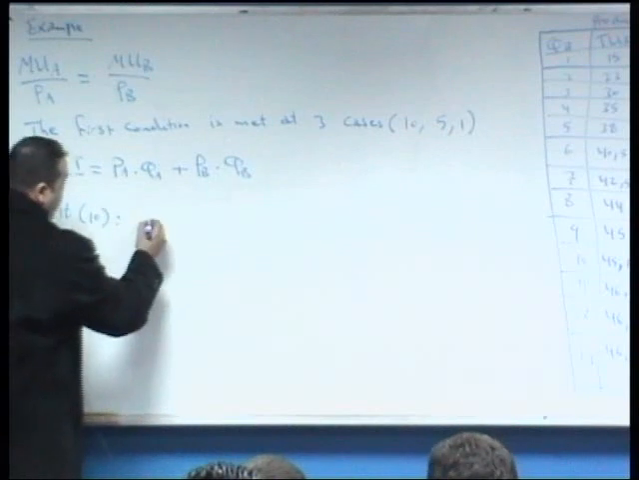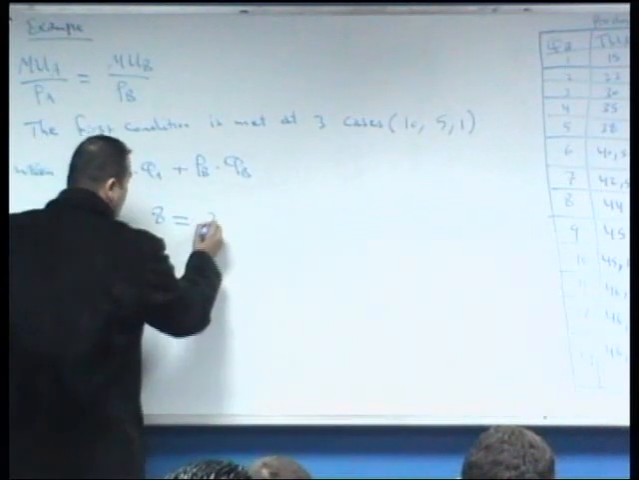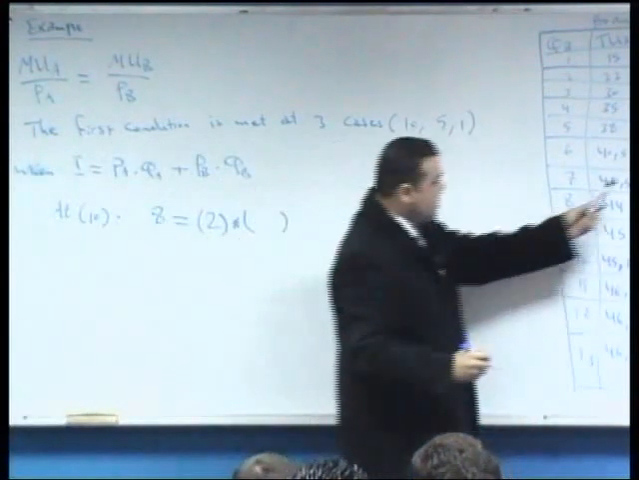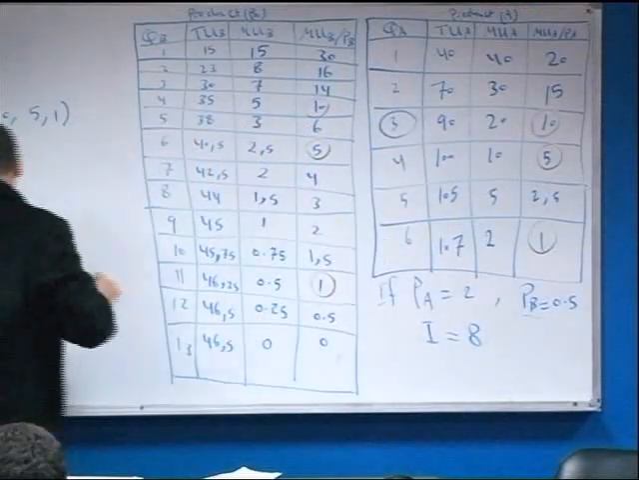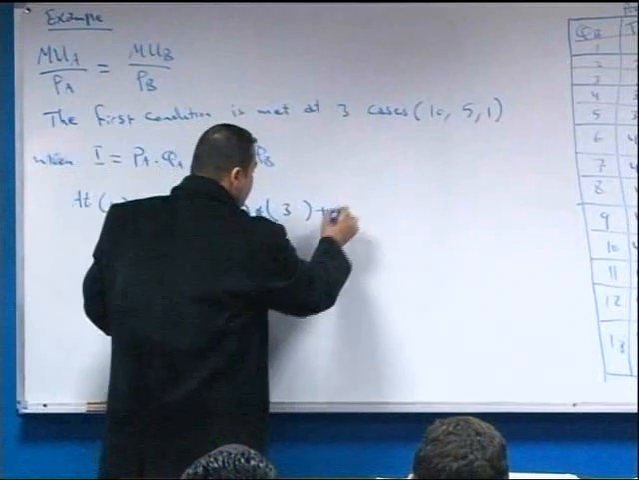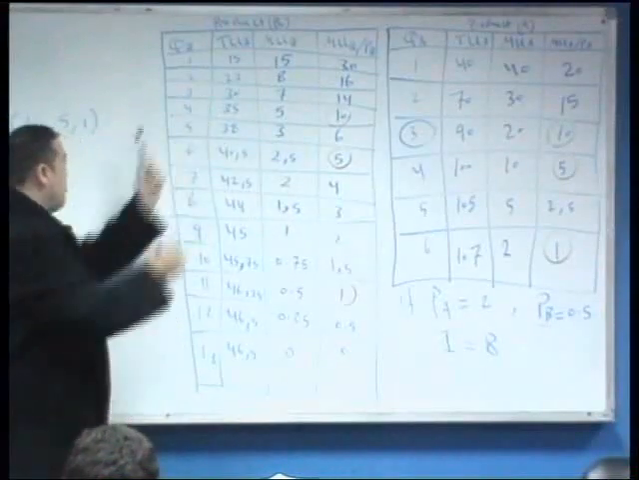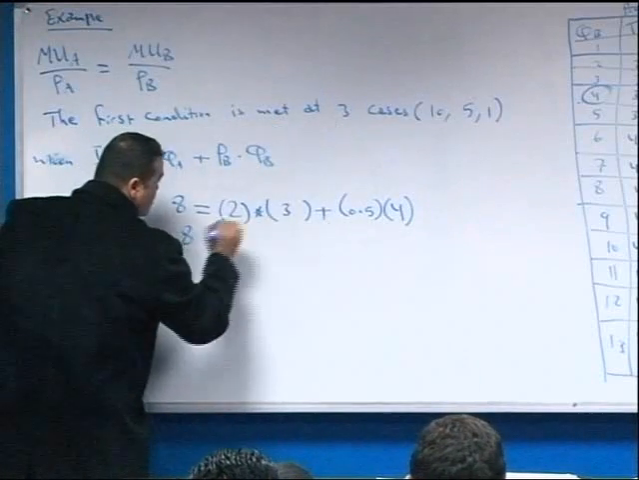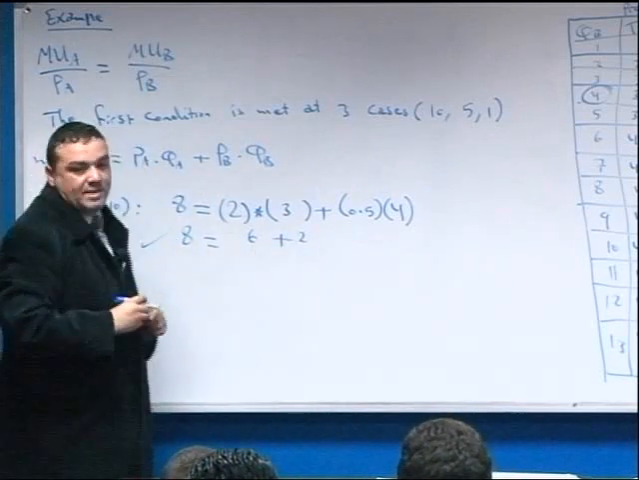So income is 8, which must equal the price of A, 2, times the quantity of A at 10. The quantity of A at 10 is how much? 3. Yes, 3, plus the price of B, half, times the quantity of B at 10, which is 4. Yes. So 8 must equal 2 times 3, 6, plus 2. Achieved, or met.